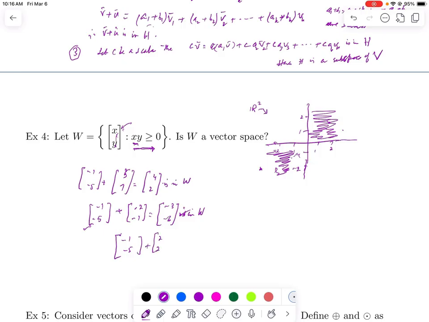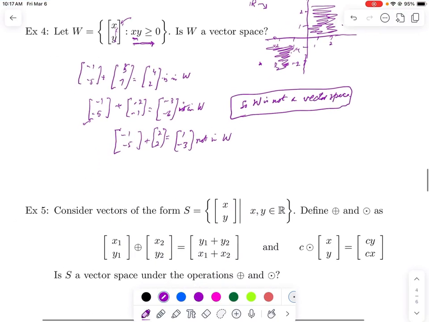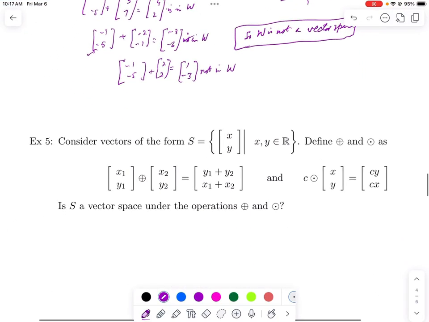Simple 2, 2. So you see this gives us 1, -3, not in W. So W is not a vector space. Okay, let's look at this next one.